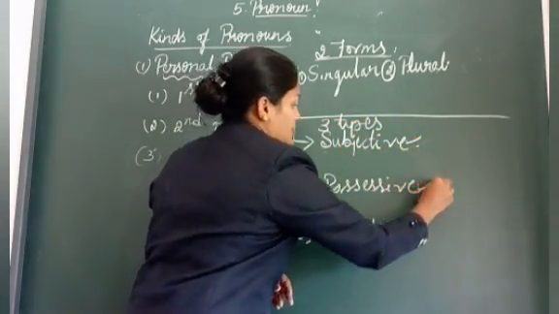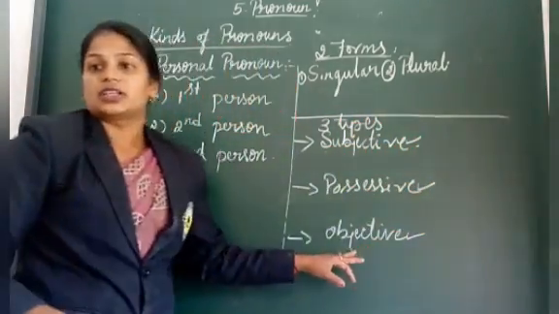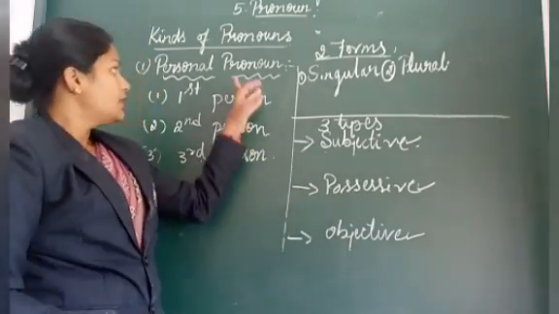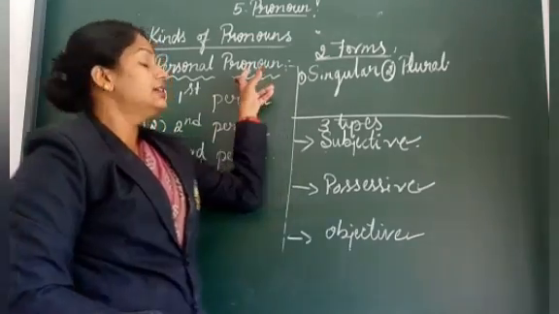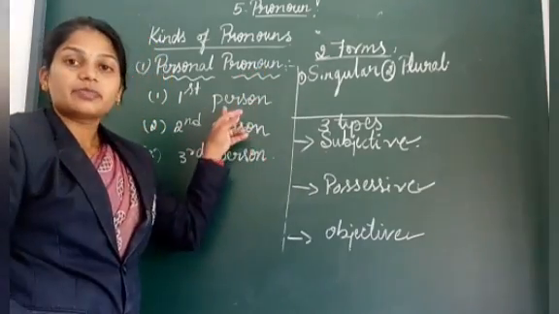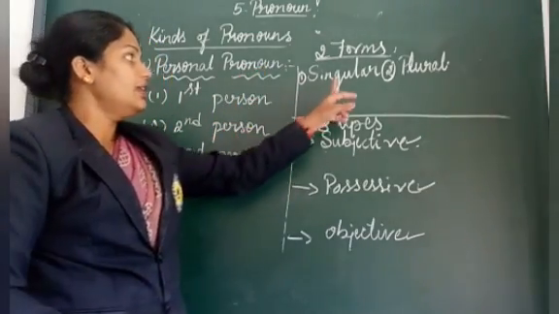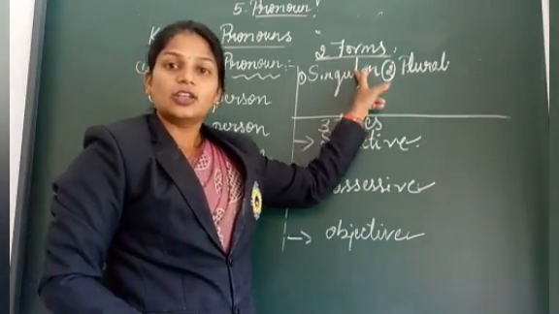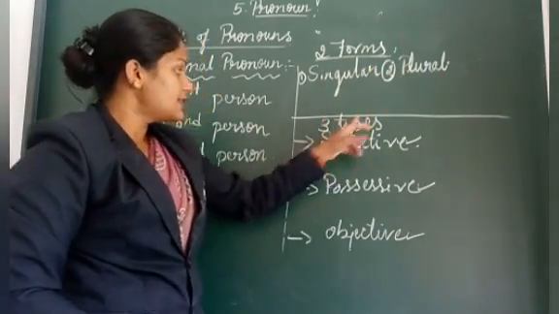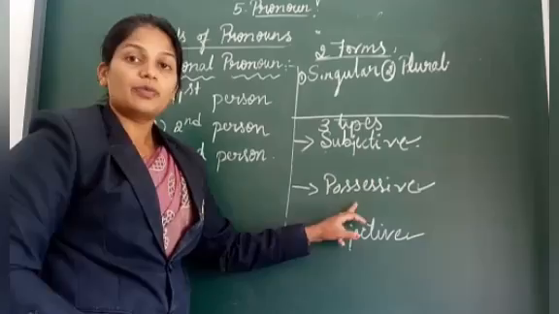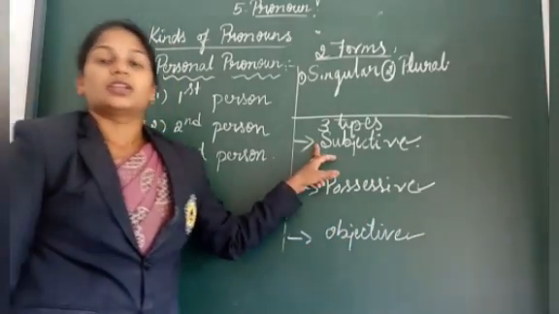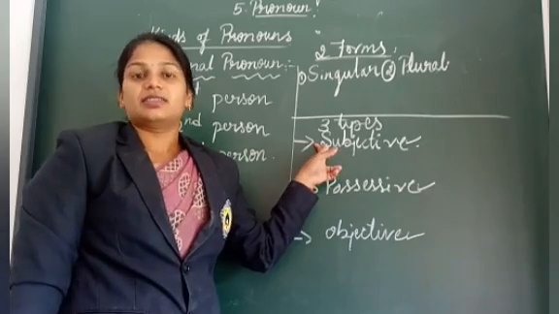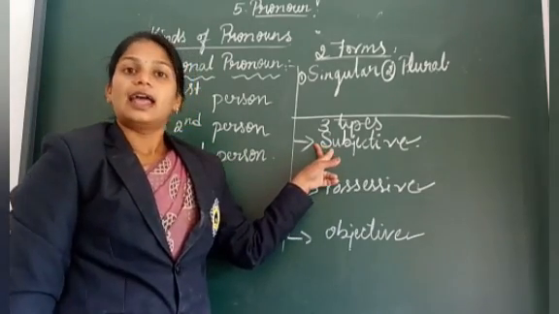Subjective, possessive, objective. So here, remember, first we have to know about the three kinds of persons. First person, second person, third person. Then two forms, singular and plural. Next, three types: subjective, possessive and objective. What is subjective? Subjective is used for addressing.